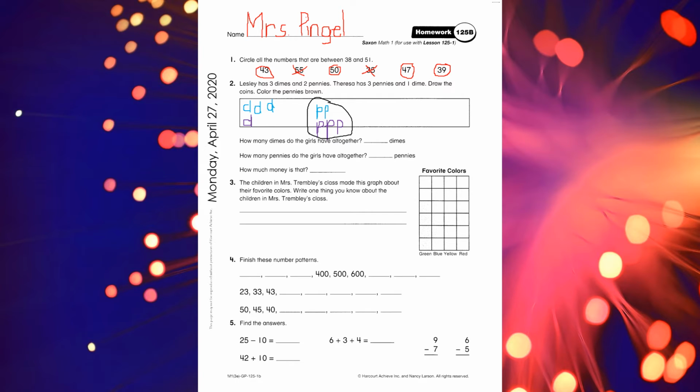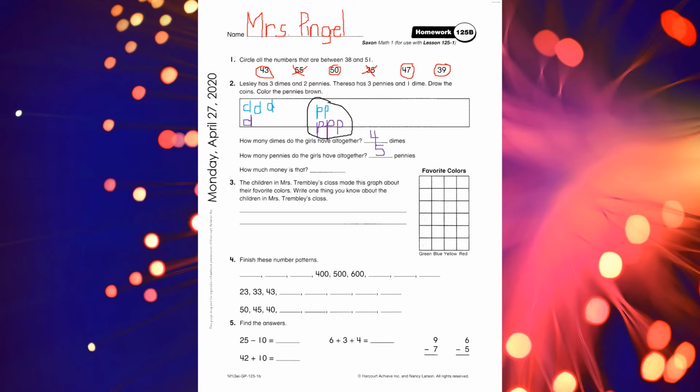And now the questions that are asked say, how many dimes do the girls have all together? I see 4. 3 from Leslie and 1 from Teresa. 3 and 1 make 4. There are 4 dimes. How many pennies do the girls have together? Well, I see 5. There are 2 from Leslie and 3 from Teresa. 2 plus 3 makes 5. There are 5 pennies.